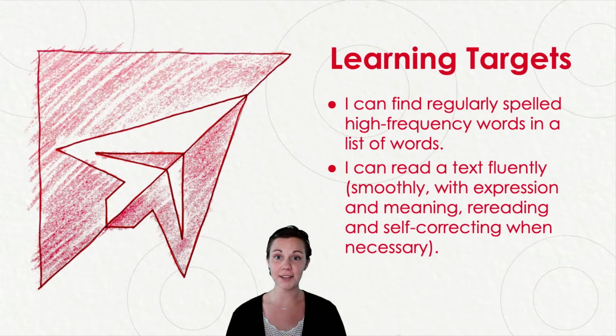The first learning target for today says, I can find regularly spelled high-frequency words in a list of words. We'll be doing our snap and trap practice again today so that we can focus in on those snap words. The second learning target says, I can read a text fluently, smoothly, with expression and meaning, rereading and self-correcting when necessary. Remember, we did this in Cycle 2, so this time we should be ready to go. I can't wait to hear your fluent reading.